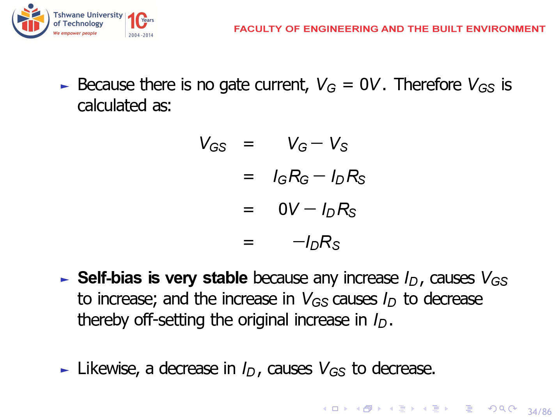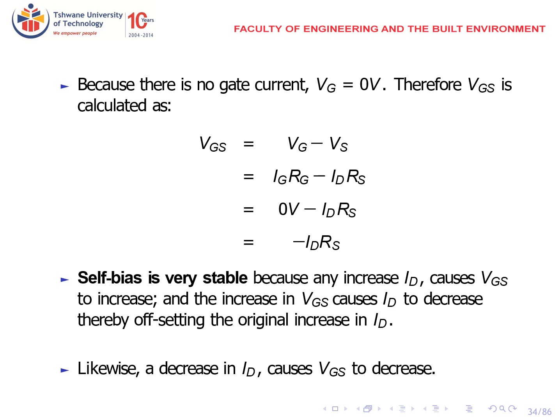Then that equals Ig Rg minus ID Rs. Remember, we said the source current is equal to the drain current. That's why we say here ID times Rs. Now, because the gate current is 0, it will be 0 minus ID Rs. Therefore, Vgs is equal to minus ID times Rs.